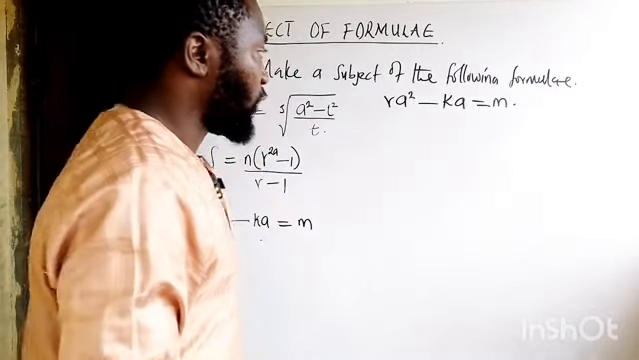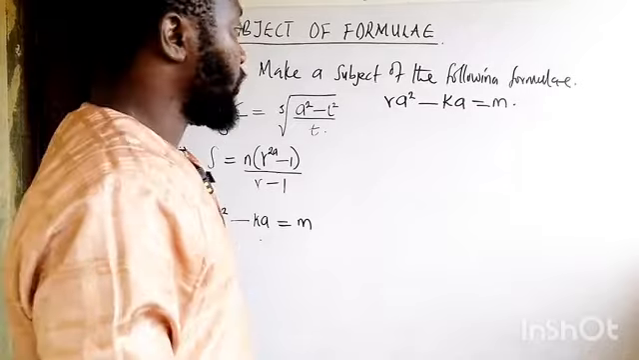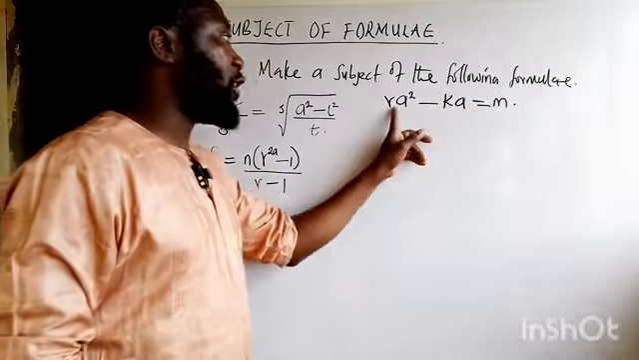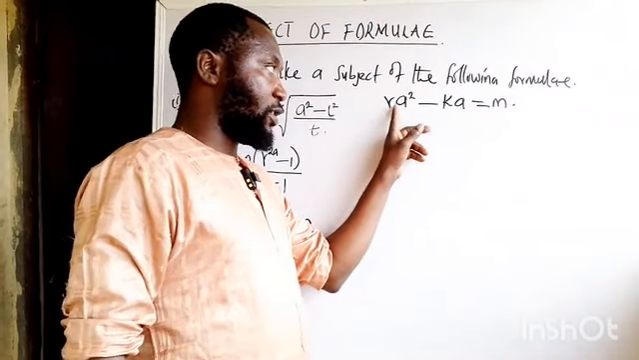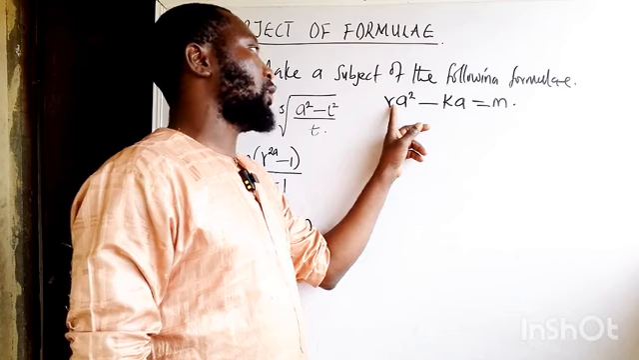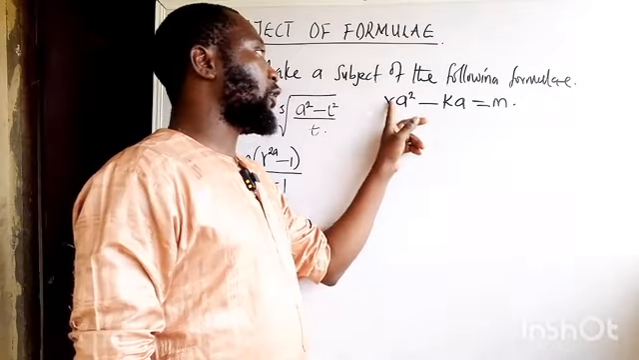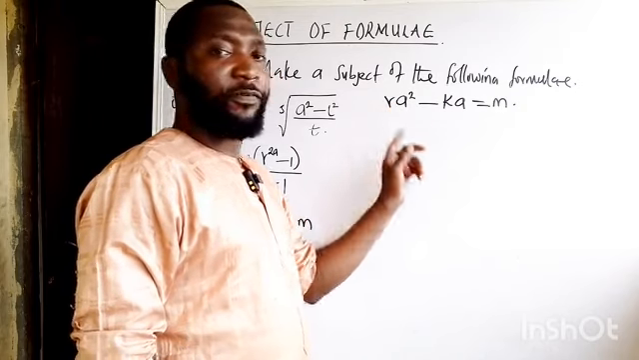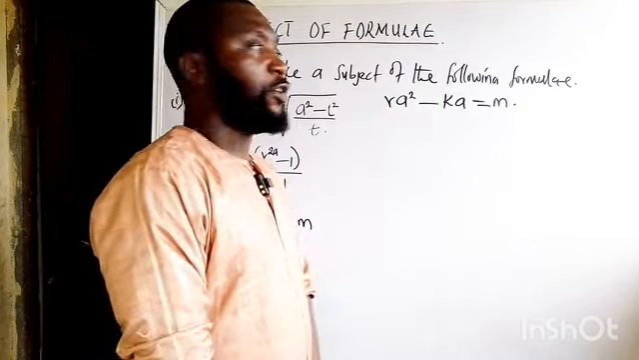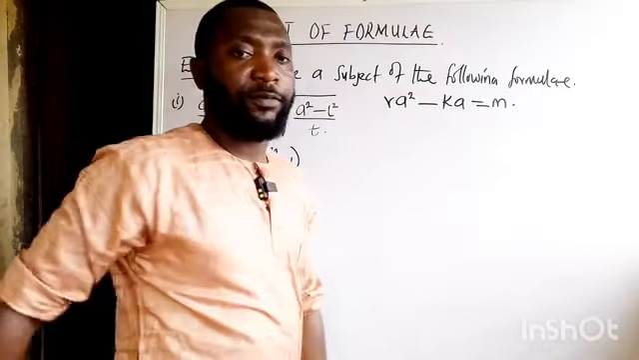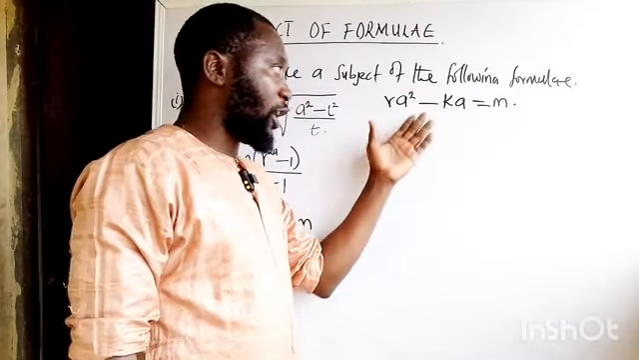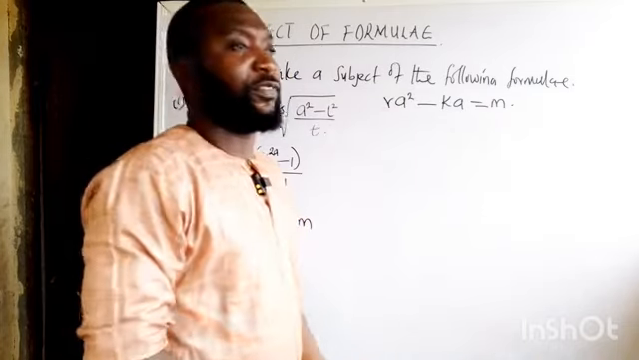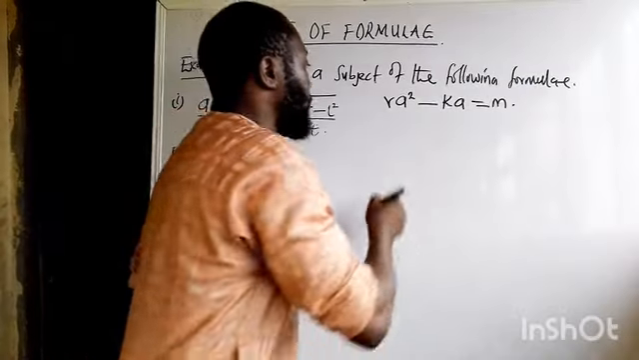So the first thing that should come to your mind when you are working with completing the square is to ensure that the coefficient of a square is 1. That is, the highest degree of a is 1. How do you make this 1? You divide through by r. Here you can still divide to remove it. So now let's divide through by r.